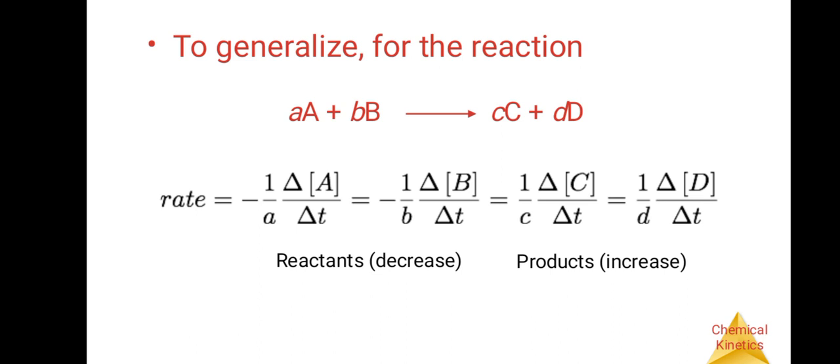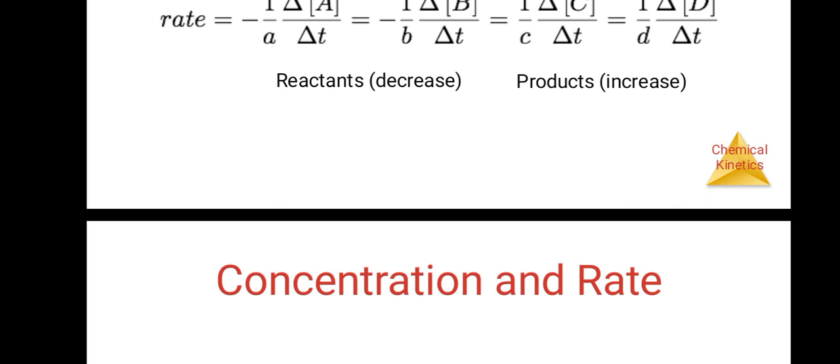Okay. Then, of course, you can find the average rate of appearance for product C if you equate it to any of the reactants. It can be A or it can be B. I'll show you in my next video just how to do practice questions over this particular topic. Okay, so reactants of course decrease and products of course increase.